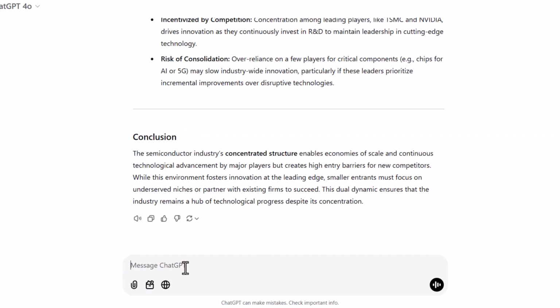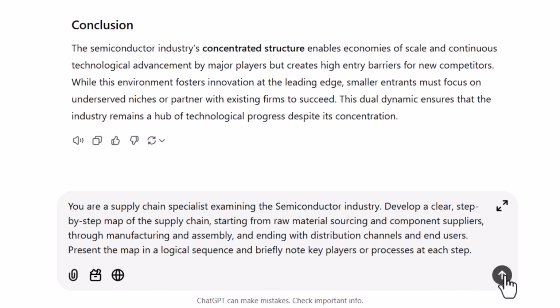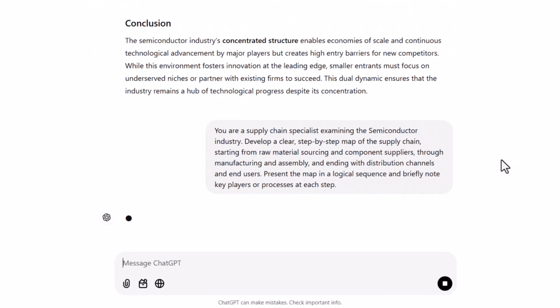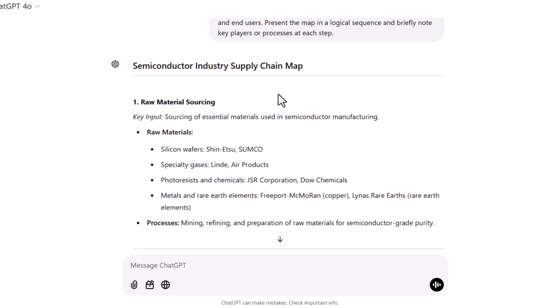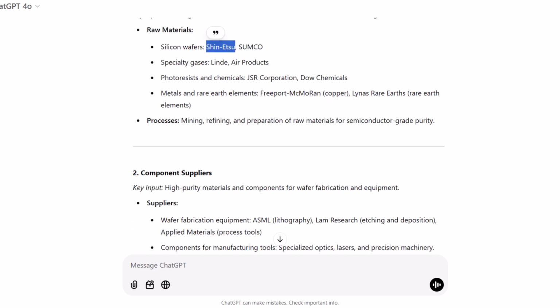Next, let's take a look at the industry supply chain. This prompt asks ChatGPT to map the supply chain from the inputs to the end products. The supply chain breakdown we're provided with starts with the raw material sourcing. This includes silicon wafers, specialty gases. It identifies some of the companies, top companies that provide these materials as well.